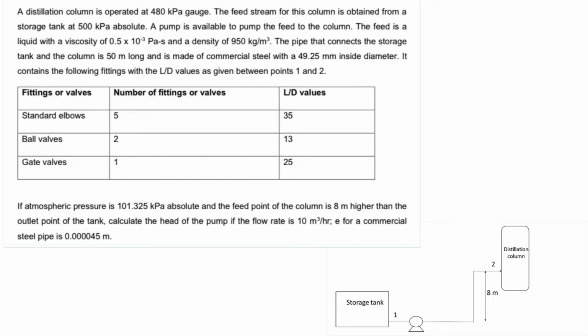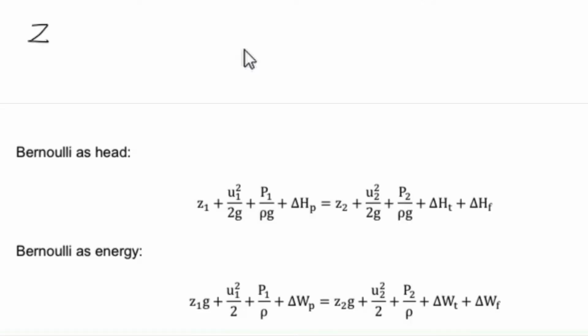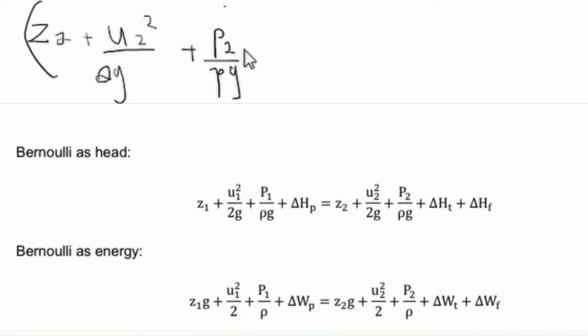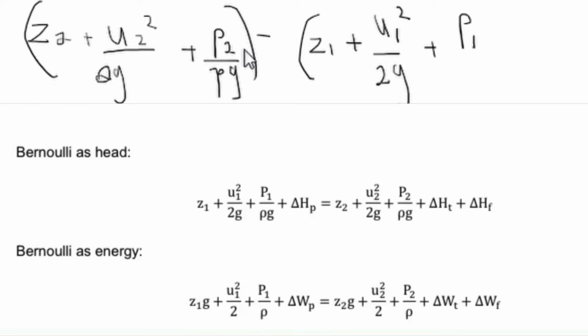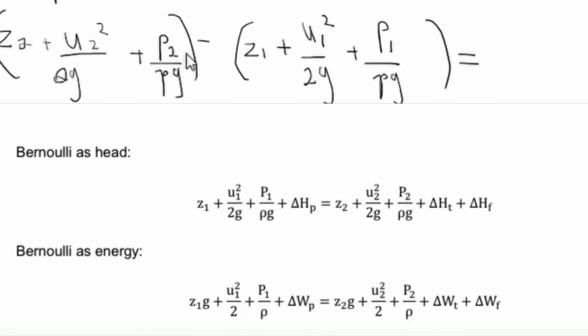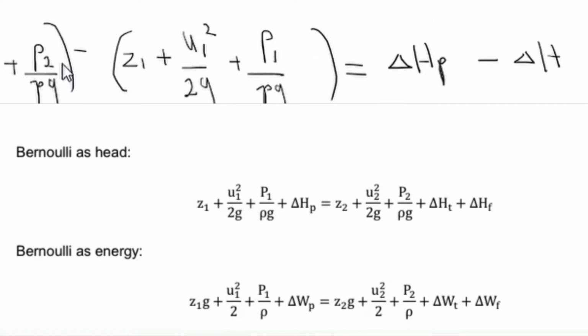8 meters higher. The Bernoulli equation says: height at point 2, plus speed at point 2 squared over 2 gravitational acceleration, plus pressure at point 2 over density times gravitational acceleration, subtracting height at point 1 plus speed at point 1 squared over 2 gravitational acceleration, plus pressure at point 1 over density times gravitational acceleration, should be equated to the pump head, or you can say horsepower, subtracting the friction loss.